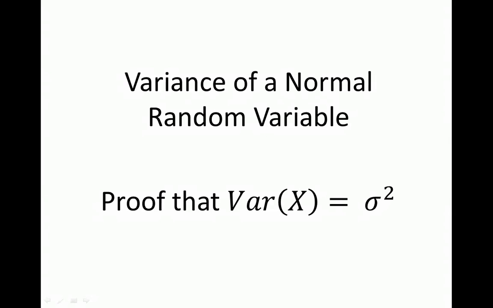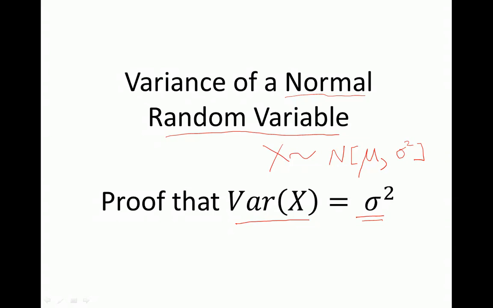Hi, so in this video I will talk about a normal distribution and the variance of a normally distributed random variable. So we're interested in a normally distributed random variable, and that's how we express x if it's a normally distributed random variable with mean mu and variance sigma squared. So in this video I will show the proof for variance of x and that it equals sigma squared.